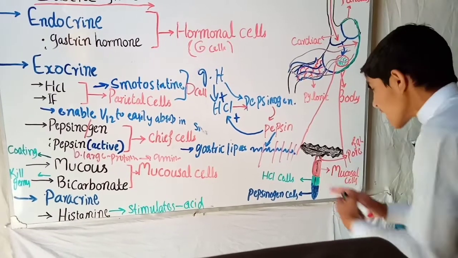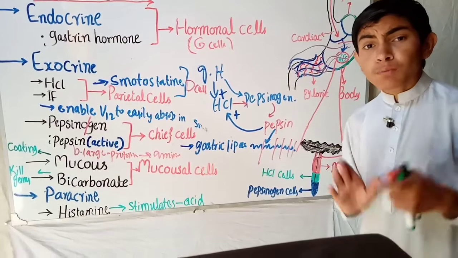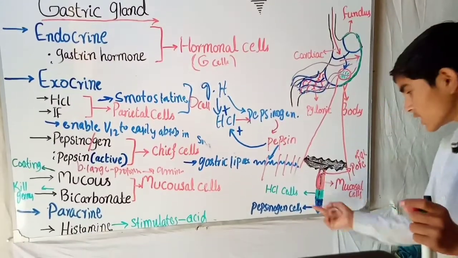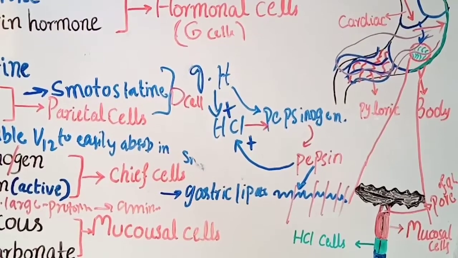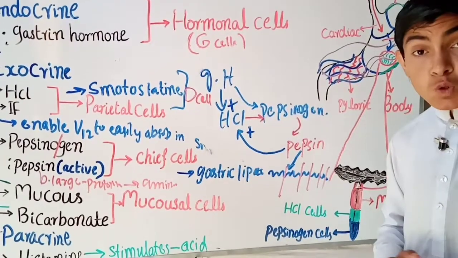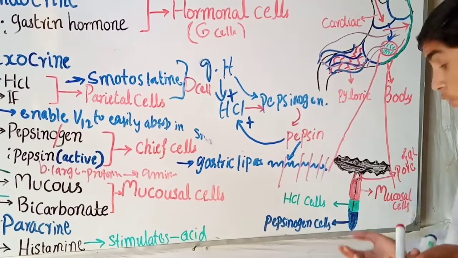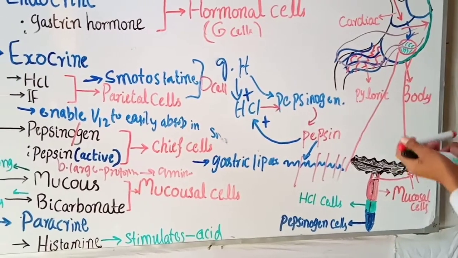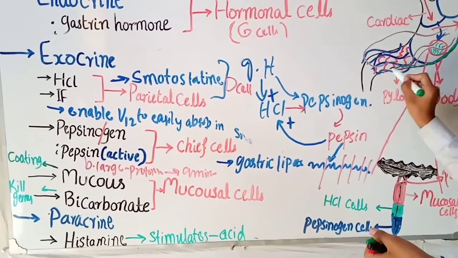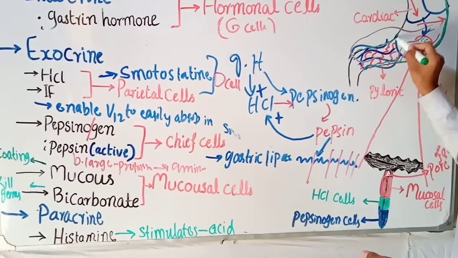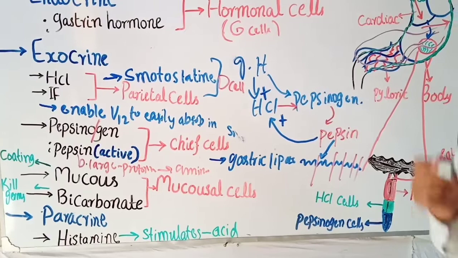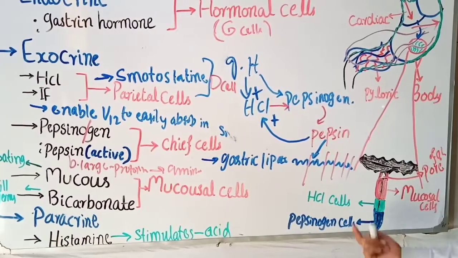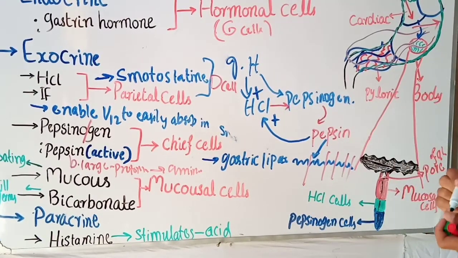So you can see here that in the stomach the secretion of mucus is more than that of HCl and pepsinogen. The function of the mucosal cell is to make a coat, so in order to coat the whole wall of the stomach, mucus has to be secreted in a larger amount than the HCl and the pepsinogen.